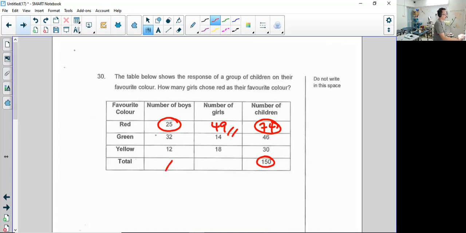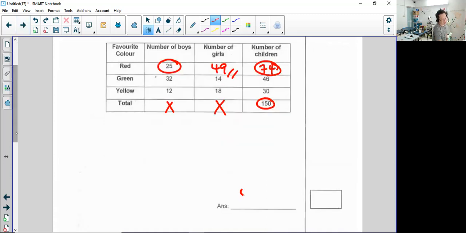Do I need to find the total number of boys and the girls? I don't have to. So what's my answer? My answer is 49. So 49 girls choose red as their favorite color. Okay, and we are done.